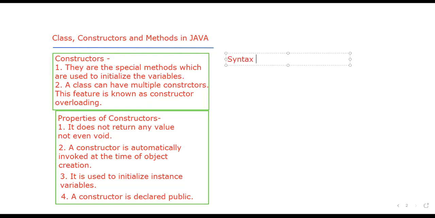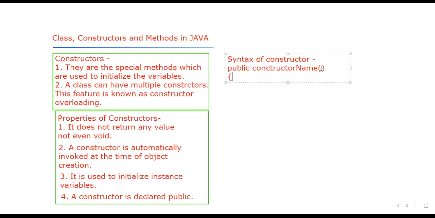Syntax of constructor. Public. Constructors are made what? Public. Public, then the constructor name. And this constructor name is always what? It is always a class name. It is having the same name as of class. This is one property. What I said? That the constructor name is always the class name only, like the same as class name.